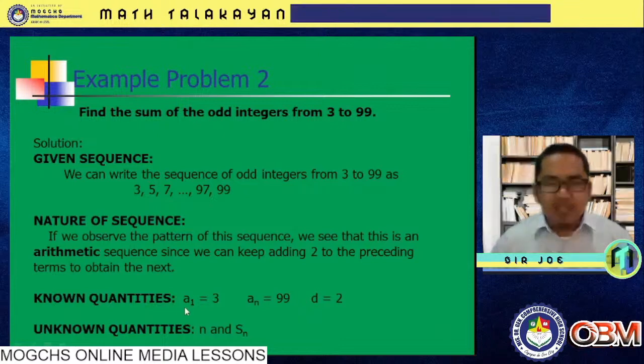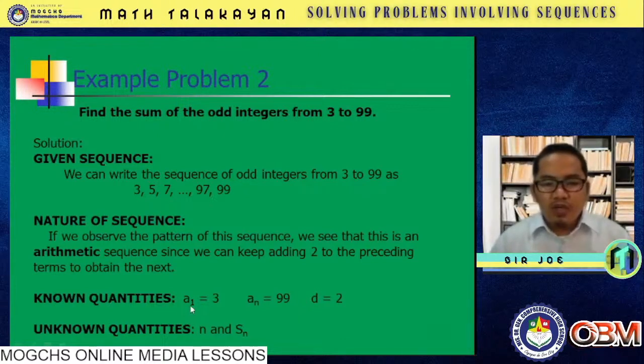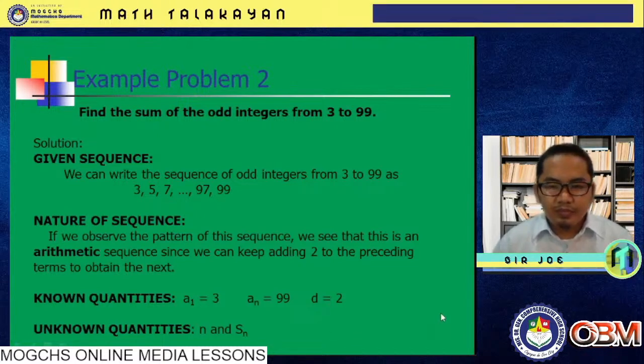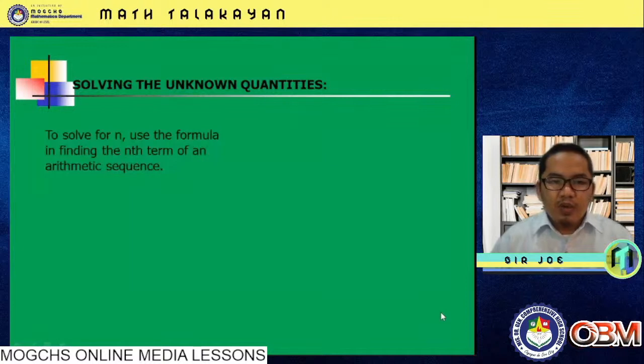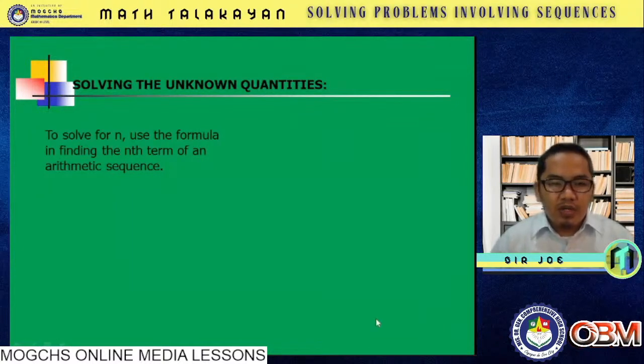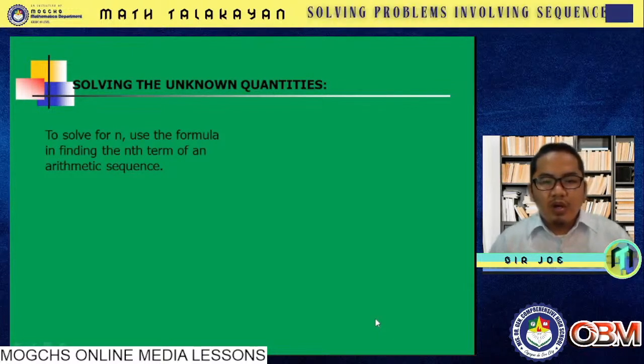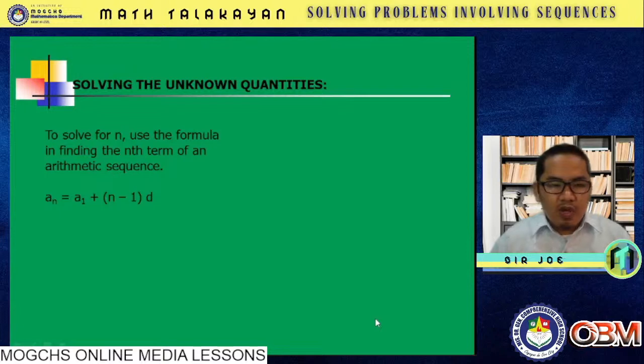So we have our known quantities, which are the first term, which is 3, the nth term, which is 99, and then the common difference, which is 2. Our unknown quantities are the n and S sub n. So for solving the unknown quantities, we have to solve for n. We're going to use the formula in finding the nth term of an arithmetic sequence. So we have here a sub n is equal to a sub 1 plus the quantity of n minus 1 times d.